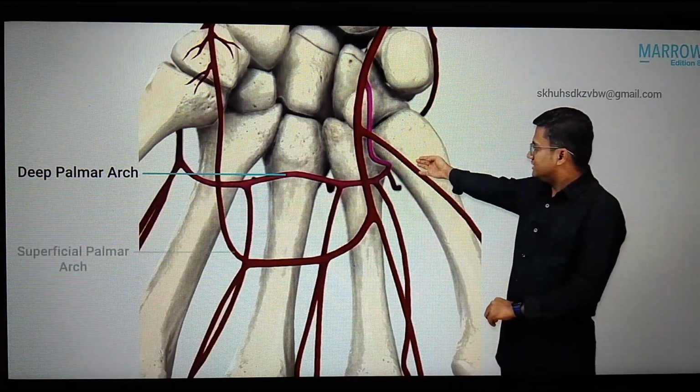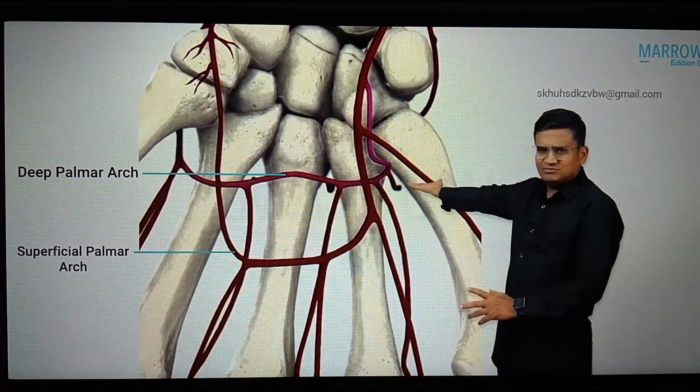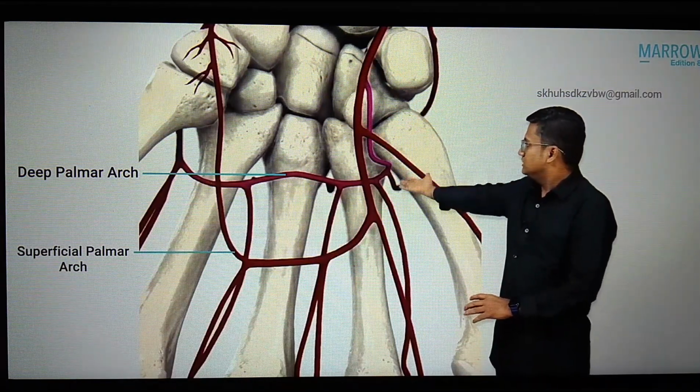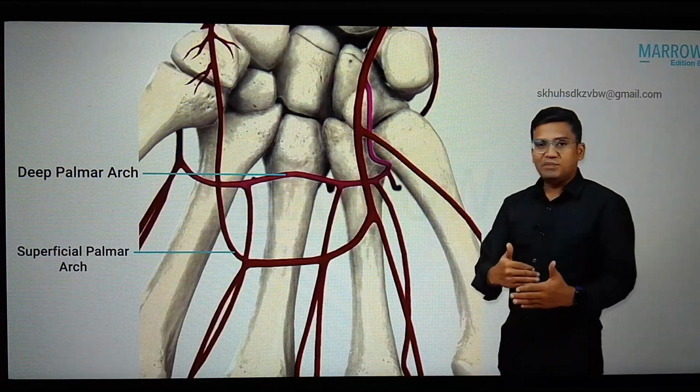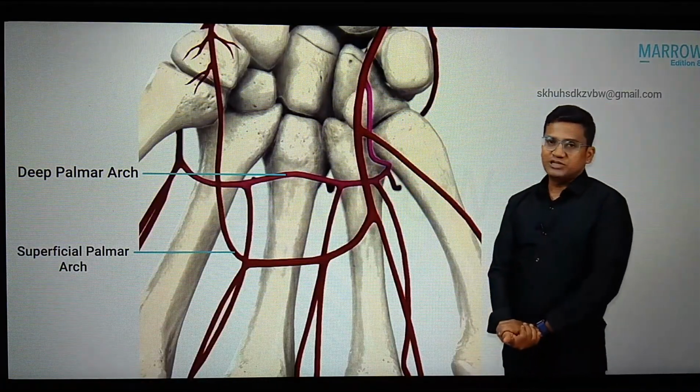Now see the animation here. Now, which arch is proximal? Very simple. The deep arch is proximal. The superficial palmar arch is just distal to the deep arch. So the deep arch is proximal to the superficial palmar arch. So that's all about the vessels of the upper limb.